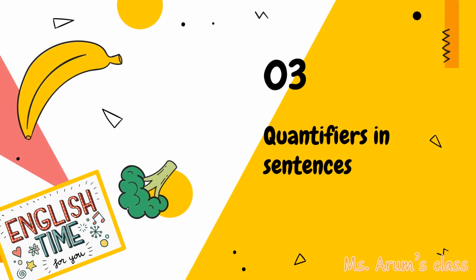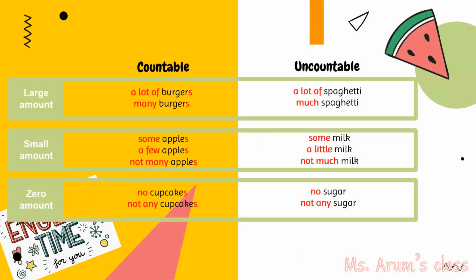Okay, the third stop is quantifiers in sentences. Let's put the quantifiers in sentences. Let's go. Now, let's go back here. And how do you put them in sentences? For countable nouns, you can add there are. So you say there are a lot of burgers, there are many burgers.